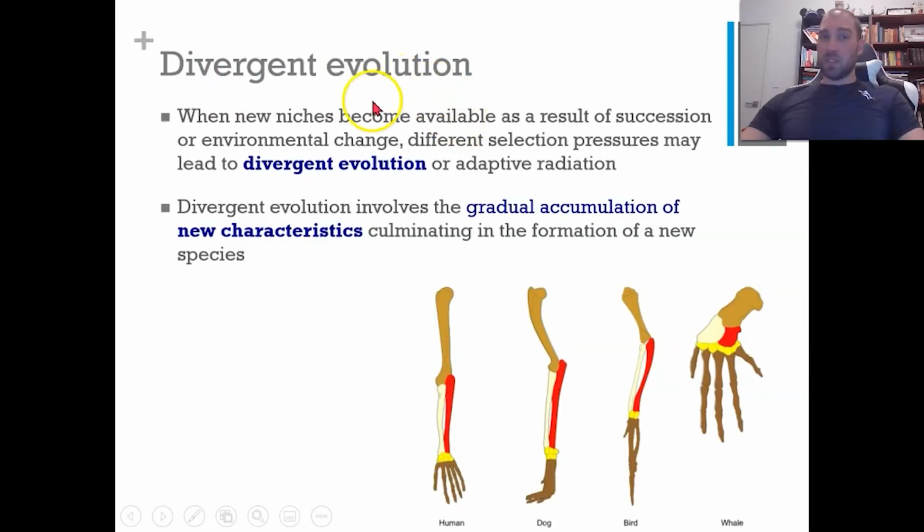Divergent evolution is a little bit different. When we get new niches becoming available as a result of succession or change in the environment, different selection pressures may lead to divergent evolution. So this is the gradual accumulation of new characteristics culminating in the formation of new species.